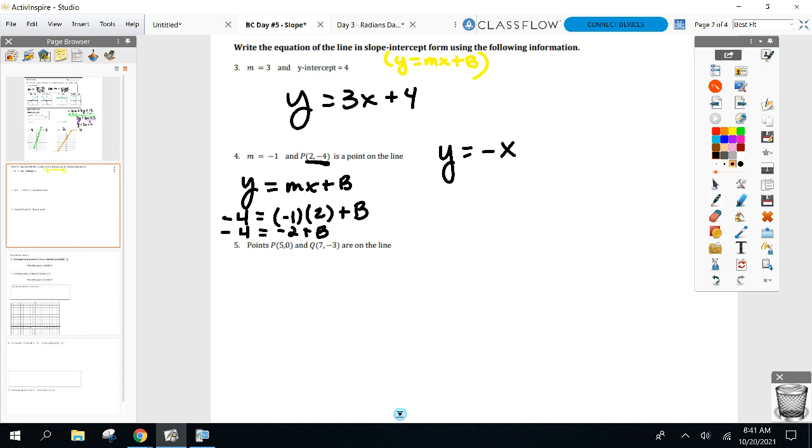How you moving that -2 over? Add it. So what's my y-intercept here? -2. So my equation: y equals -x minus 2. So I can use the slope-intercept form to solve for b. Any issues?